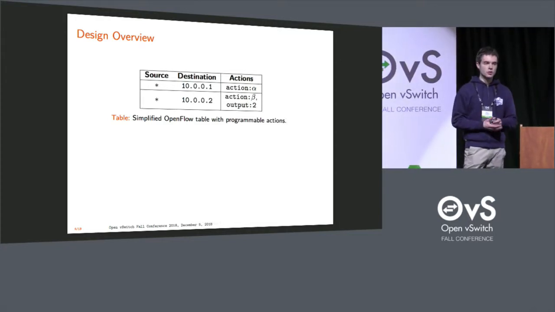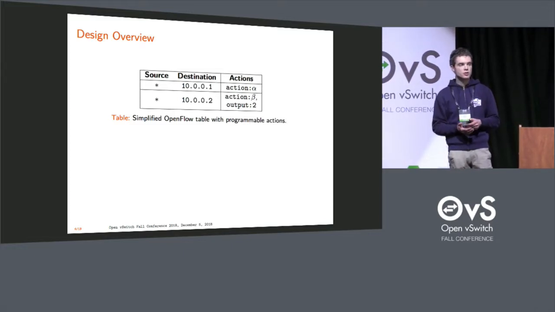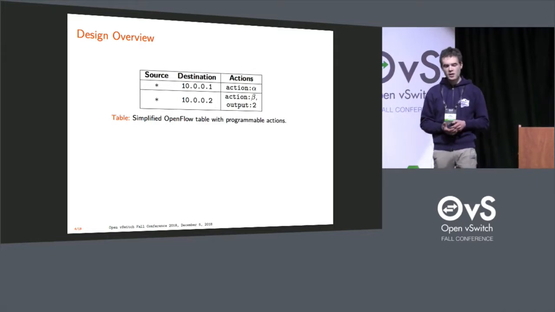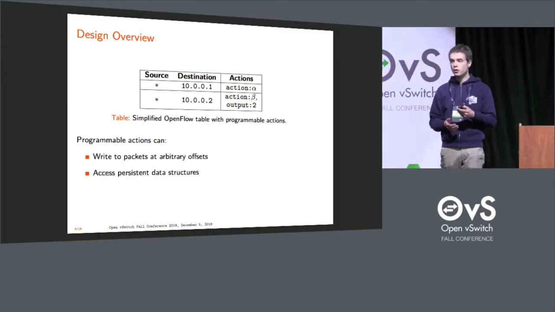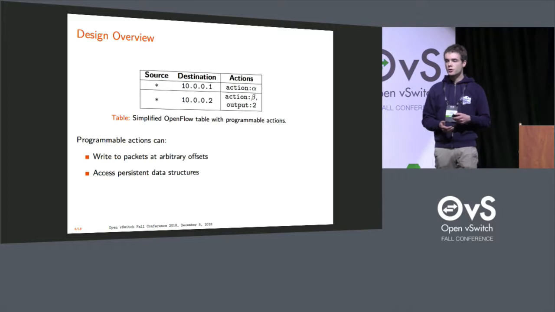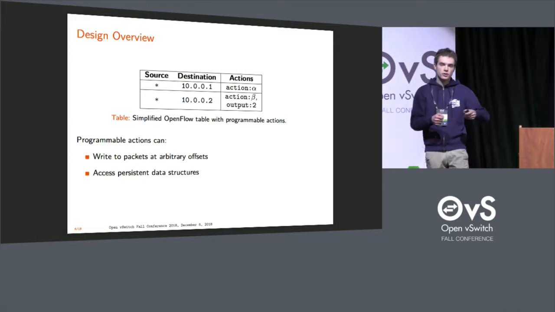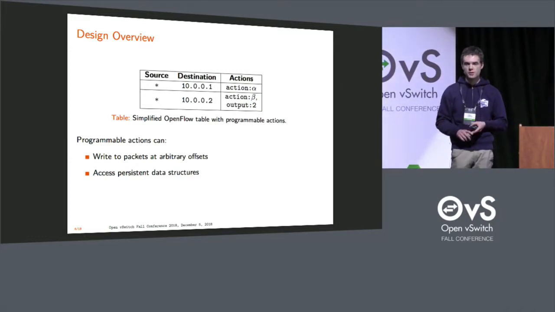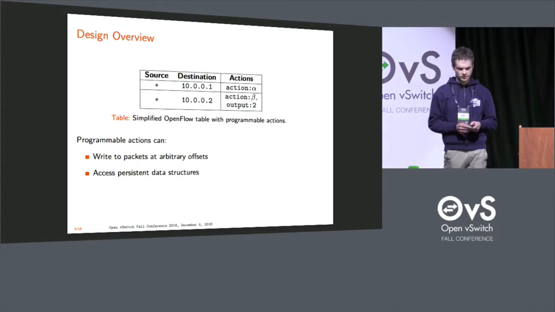So what are we trying to do now here? What we want to do is have programmable actions. For instance, in this case, I'm going to have one table with two programmable actions, alpha and beta. These actions are actually arbitrary programs, and they can write to arbitrary offsets in the packets. They can also access data structures that persist from one packet to the next. Therefore, we can take actions not only on one packet, but on what happened before. We can collect statistics. We can rewrite packets to do pretty much anything at this stage.